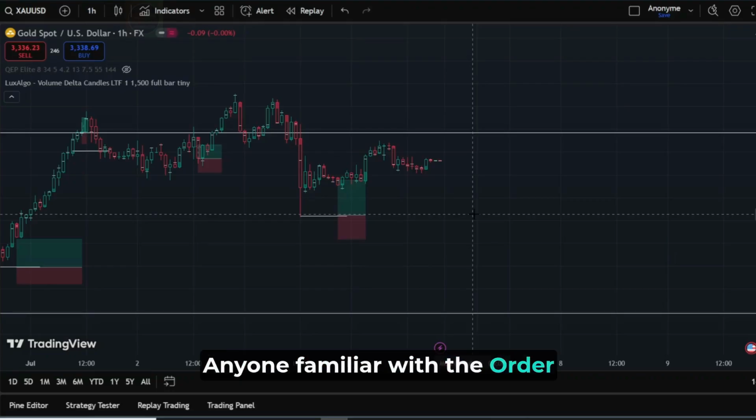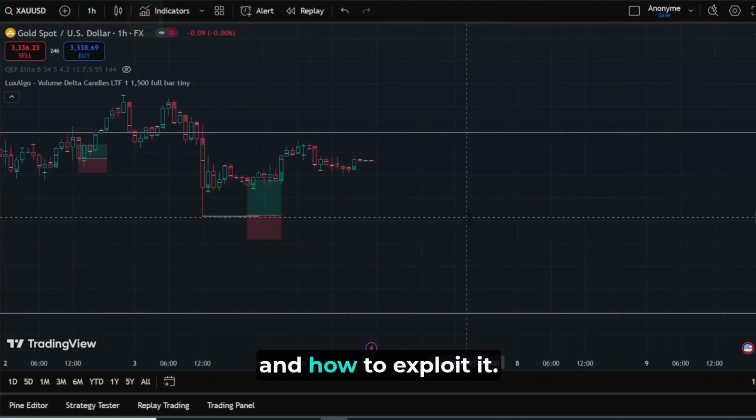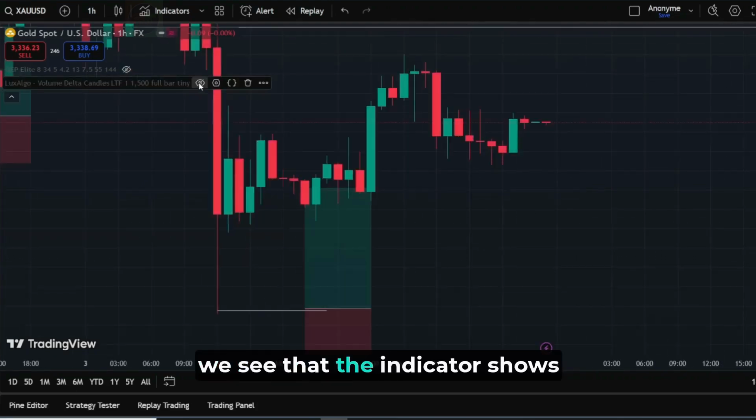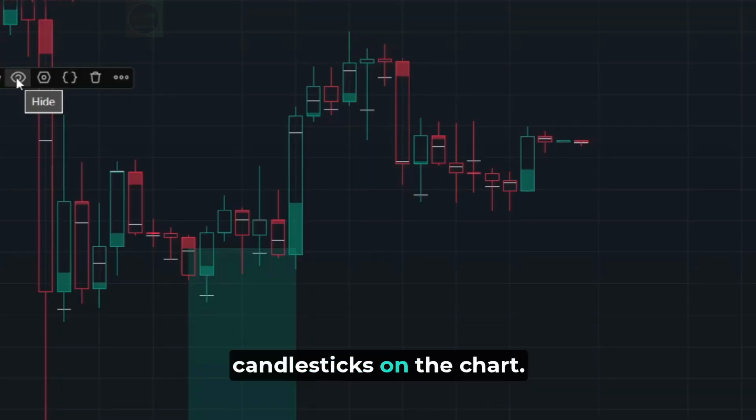Anyone familiar with the order flow strategy knows a lot about volume delta. That's all we need to know. What matters is understanding this indicator, how it works, and how to exploit it. First, we see that the indicator shows me the reality of the market. Without the indicator, we see ordinary Japanese candlesticks on the chart.